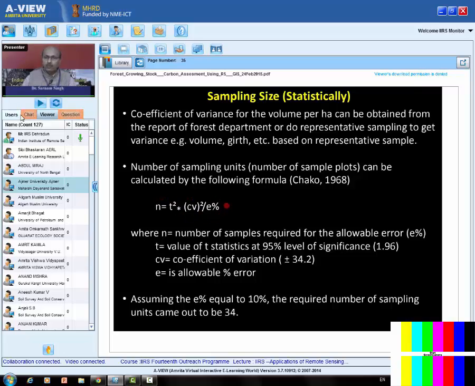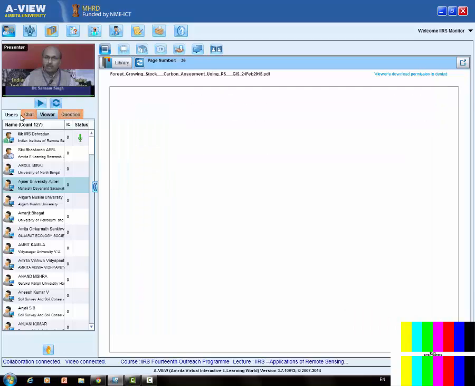For that we need to go to the field and do some representative sampling, and find out the covariance of the growing stock, volume, biomass or carbon in that area. Based on that CV, we will be able to find out the optimum number of samples to be laid in that area.